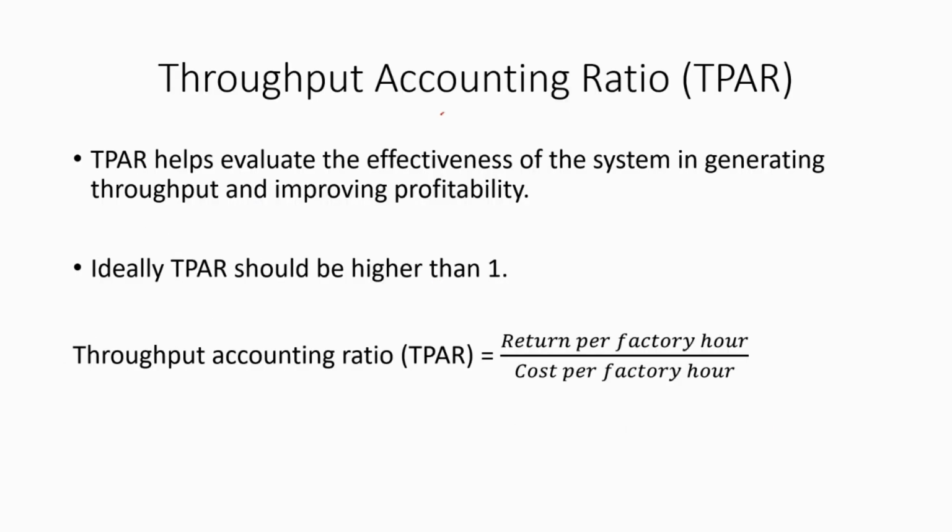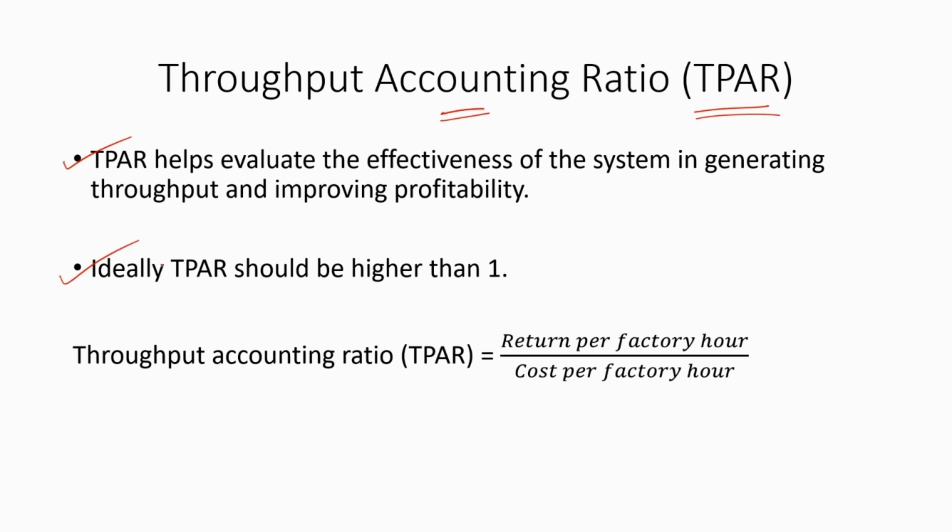Now let's discuss the final topic of throughput accounting, which is the throughput accounting ratio, denoted by TPAR. Throughput accounting ratio helps evaluate the effectiveness of the system in generating throughput and improving profitability.